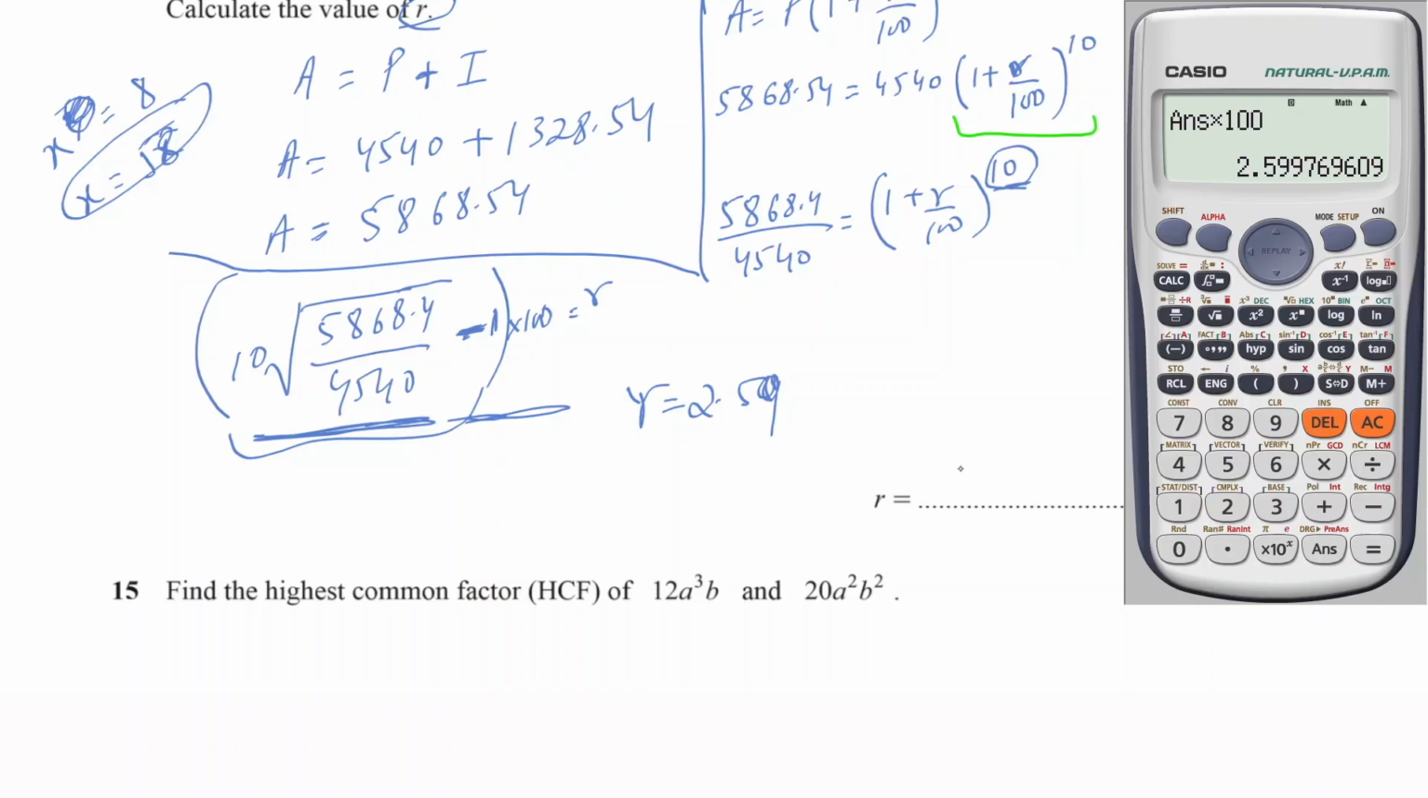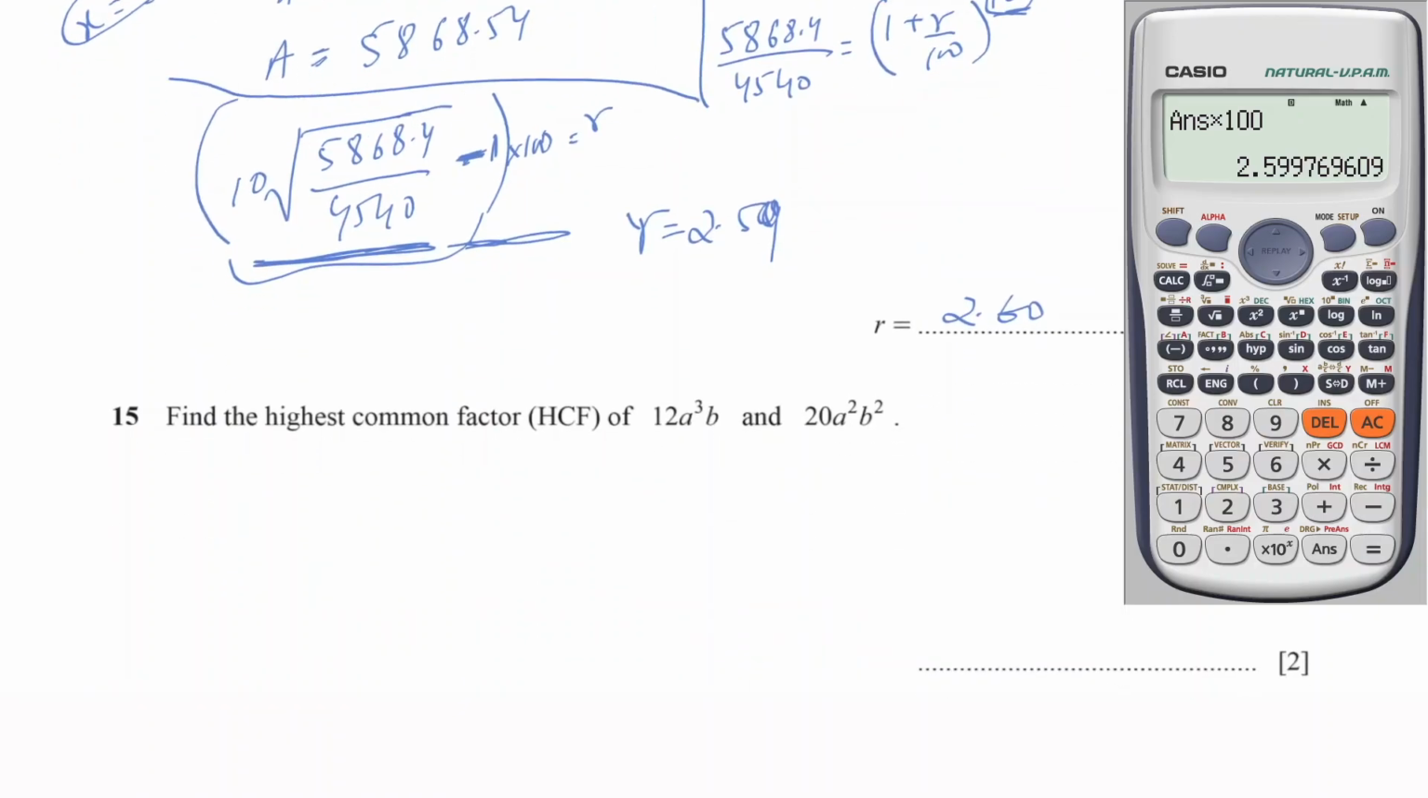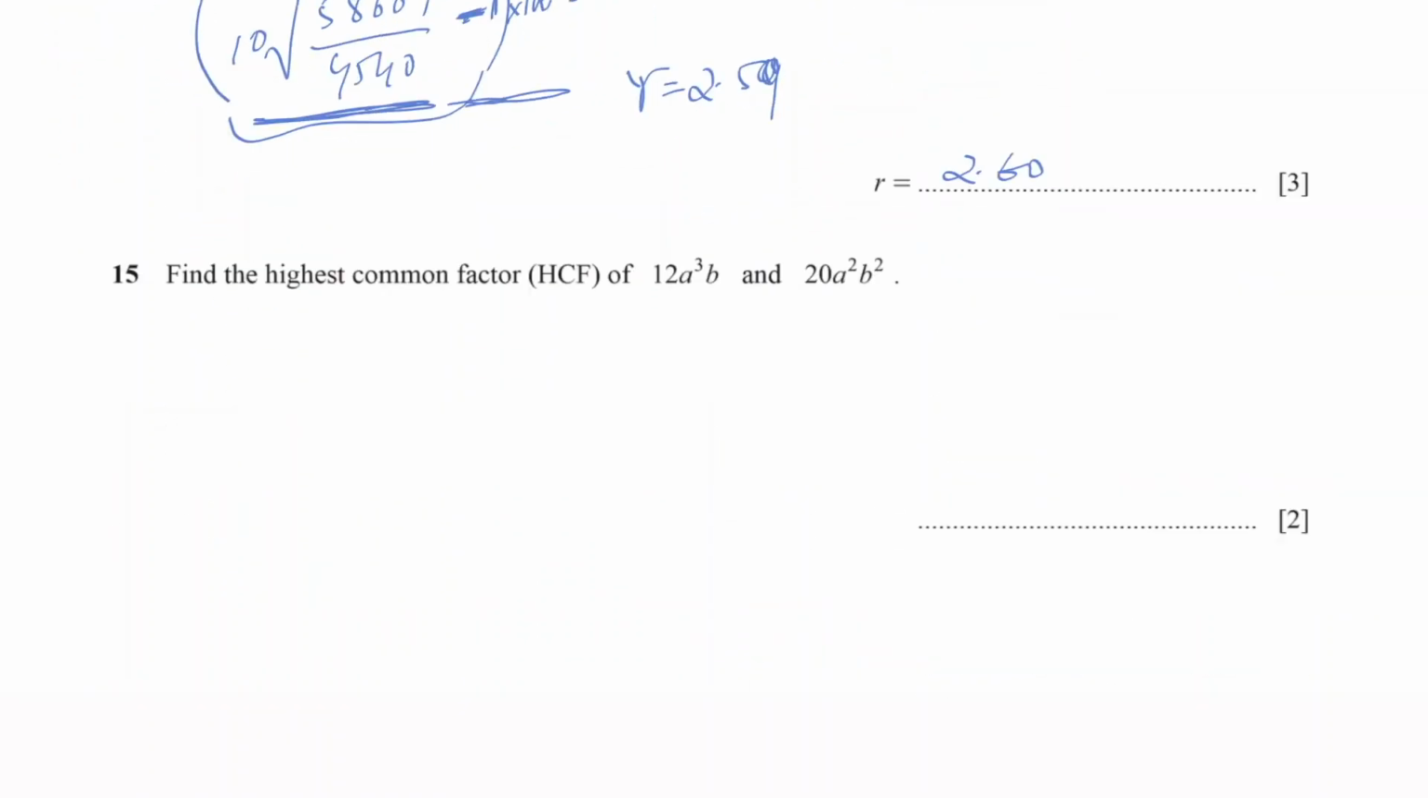So 59 can become 60. So R will be 2.60. So this is how we have to do this question. So let's move on. Question number 15.